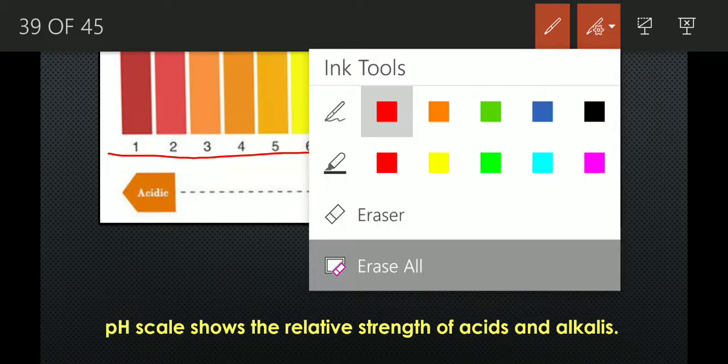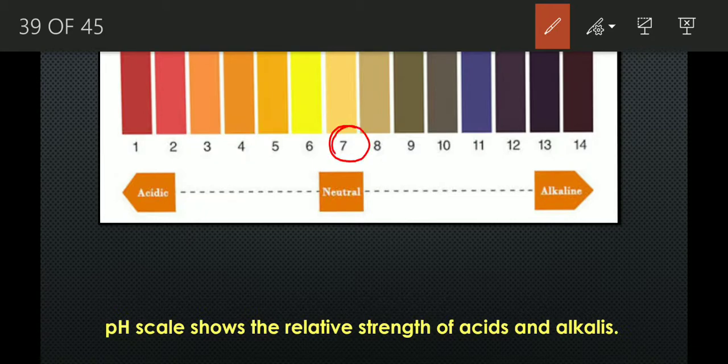Now see, 7 on the pH scale represents that the solution is neutral. If a solution shows a pH of 7, the solution is neutral. For example, pure water has a pH of 7, so it is neutral. Why? Because it ionizes very slightly to produce an equal number of hydrogen ions and hydroxyl ions. As the concentrations of hydrogen ions and hydroxyl ions are equal in pure water, its pH is 7. It's neither acidic nor basic, so it's neutral.